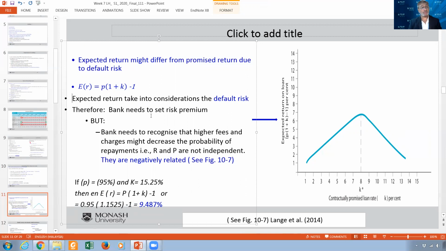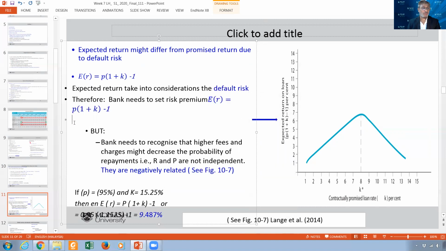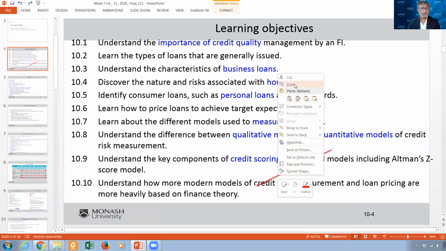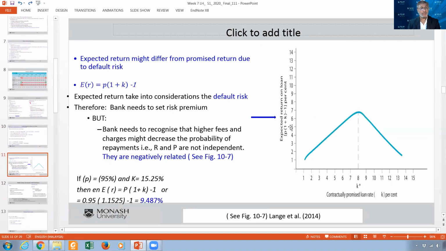Now, therefore, the bank needs to set risk premiums. So the risk premiums is taking care of the risk of defaulting. Now, when a customer comes to you, this is a very important issue I want you to look at. Let me just take this arrow. When we are talking here, you have to be careful when you price your loans. For example, a customer comes to you and he is desperate. He wants the loan in any way. So you can take from 1 to 15%.